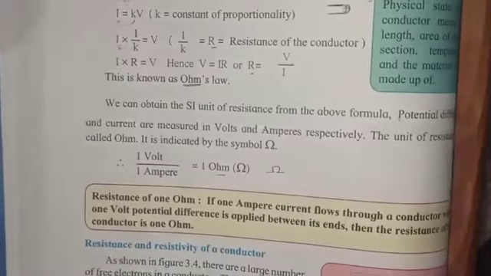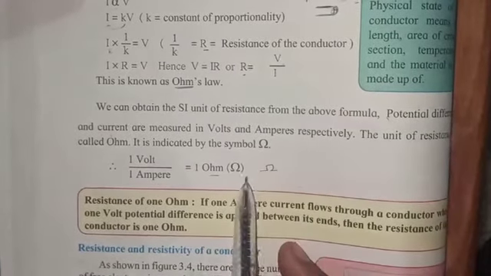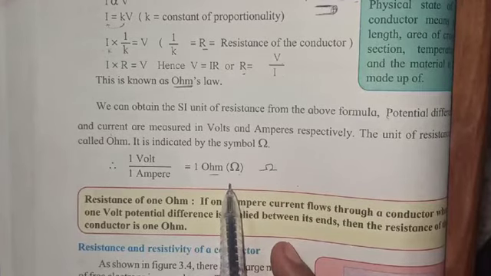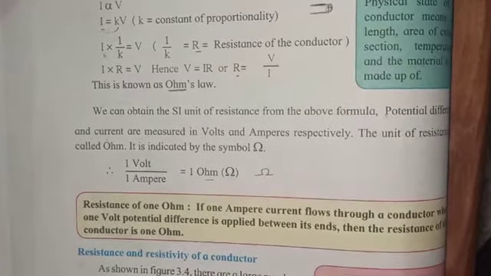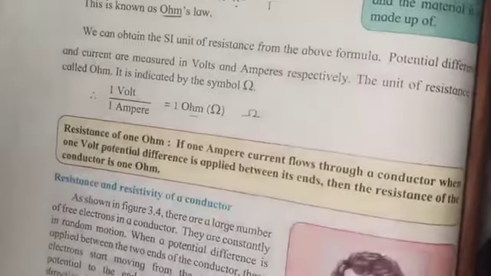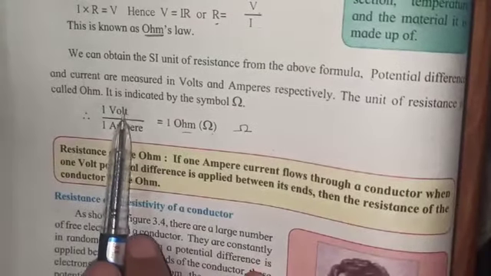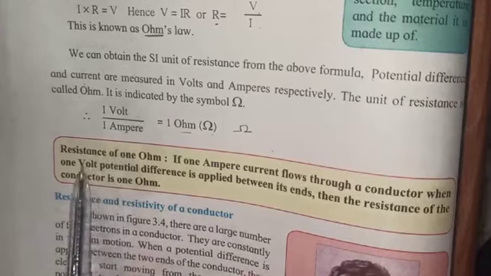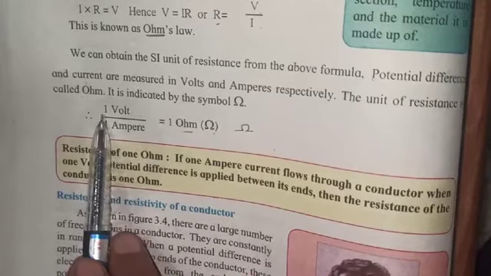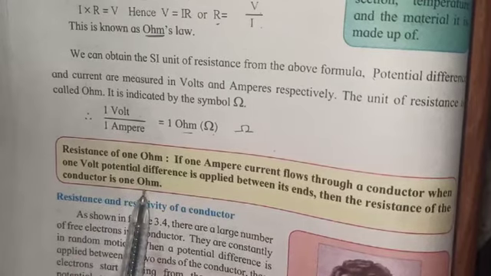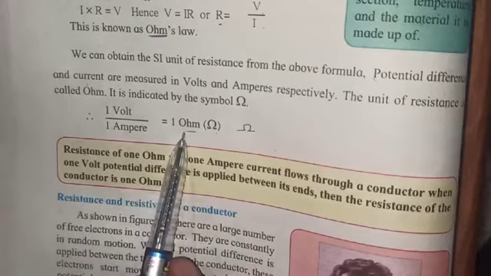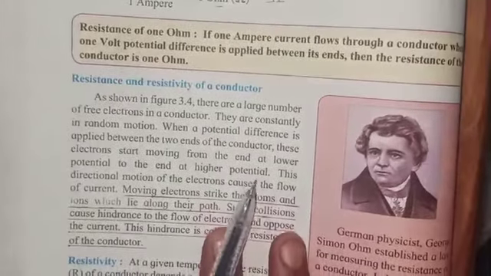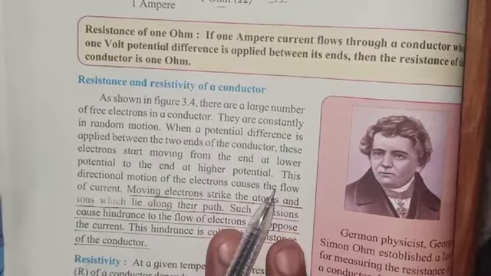So 1 ohm is called the unit of resistance. Okay, so what is resistance of 1 ohm? If 1 ampere current flows through a conductor when 1 volt potential difference is applied, the resistance of the conductor is 1 ohm. Okay, now what is resistance and resistivity of a conductor?